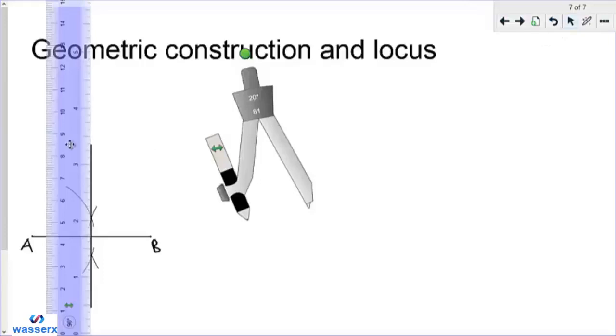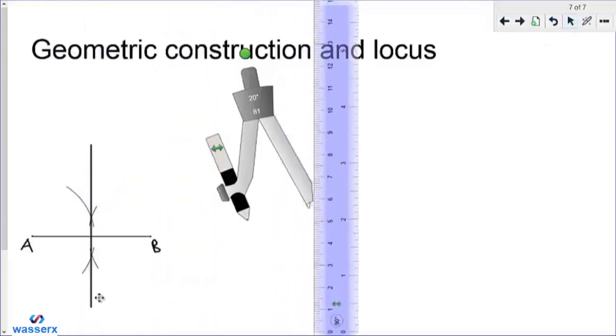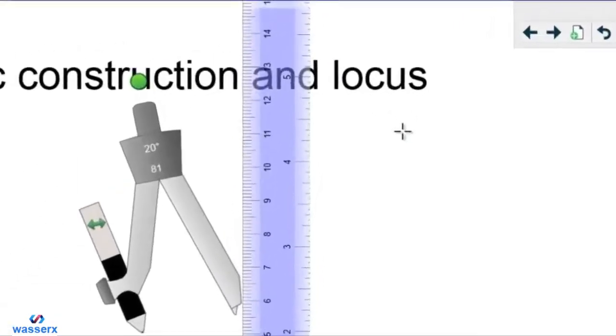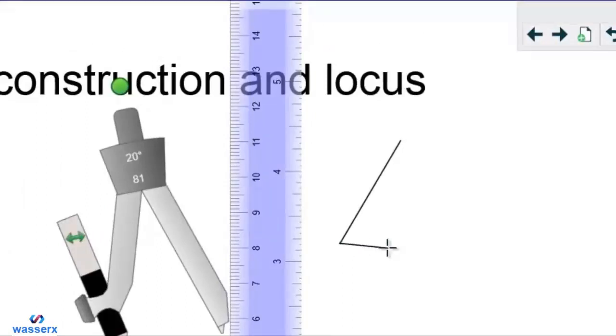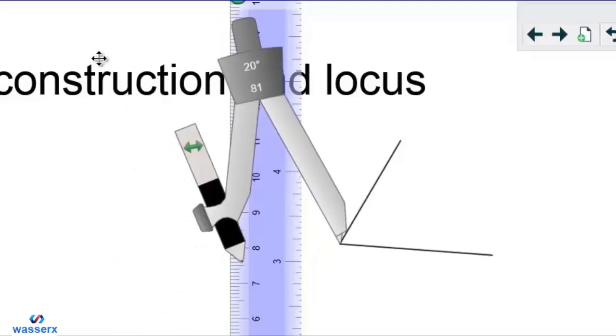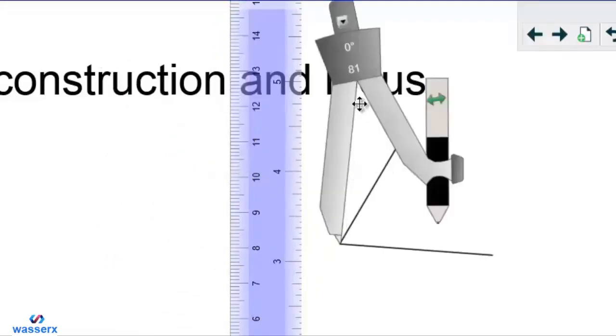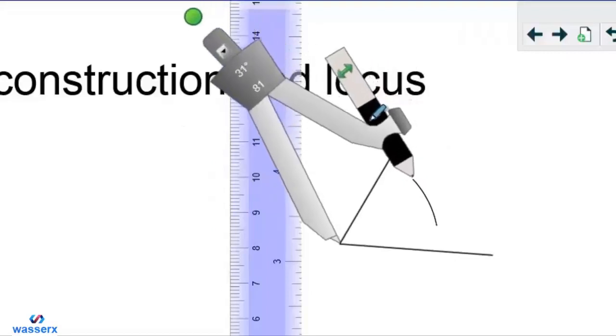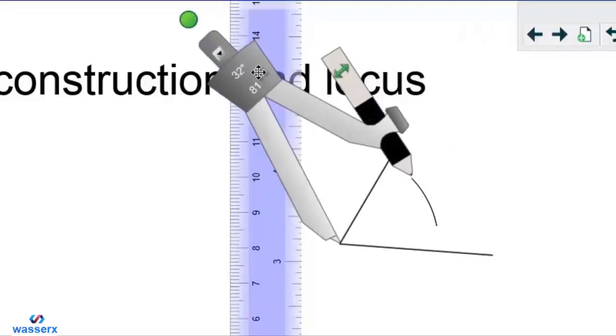So the locus of point equidistant from 2 points is the perpendicular bisector of the line connecting the 2 points. So any point on this line is equal distance from A and B. What about the locus of point equidistant from 2 intersecting lines? So 2 lines intersect, an angle is formed. So the locus of point that is equidistant from these 2 intersecting lines is the angle bisector of the angle between the 2 lines.